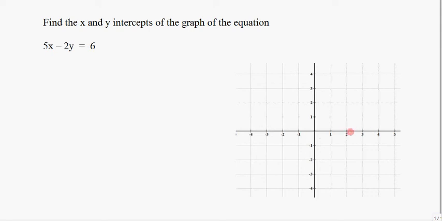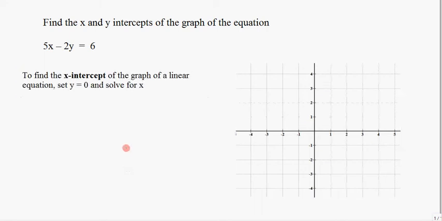Now, I have no idea where it is, but wherever it is, one thing I know for sure is that the y value is 0, because the only way you can be on the x-axis is for the y value to be 0. You don't go up or down. So the way we figure out where exactly it is, we plug in y equals 0 into the equation, and then we'll figure out the x value that goes with it. So the technique for finding the x-intercept is you just set y equal to 0 and solve for x.